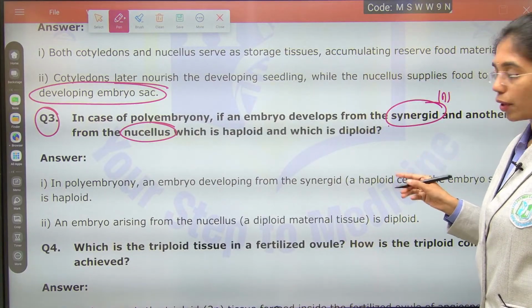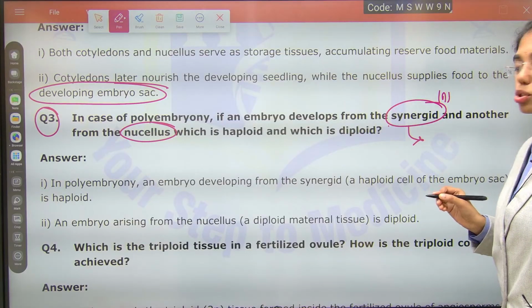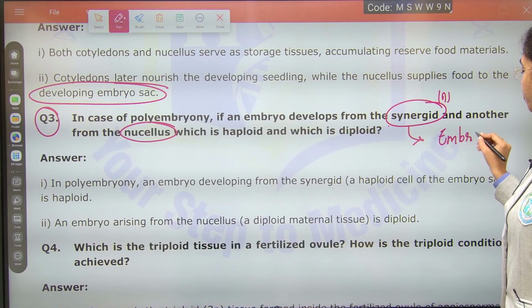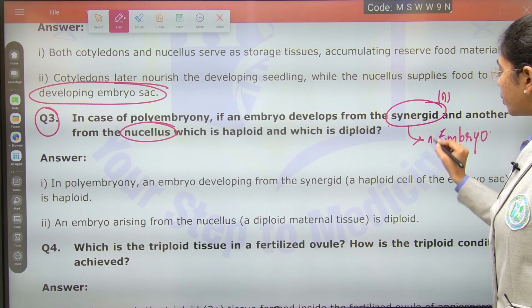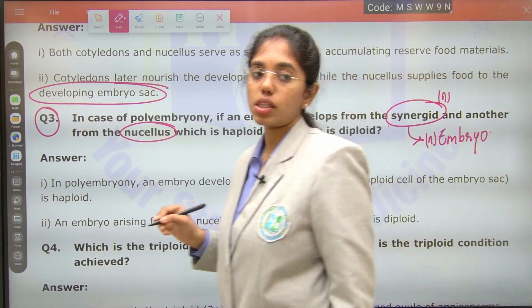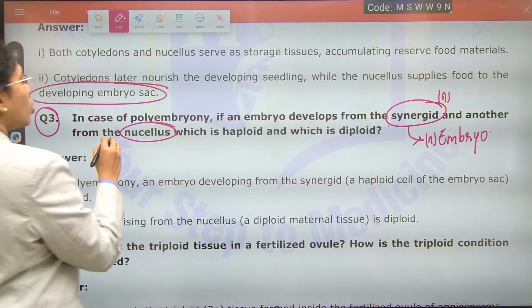Synergid cell is haploid. So this undergoing mitotic division will give rise to an embryo, which is a haploid embryo. The embryo will be haploid. Whichever embryo develops from the haploid synergid will form a haploid embryo. Next is nucellus.